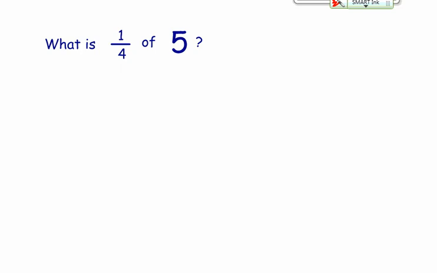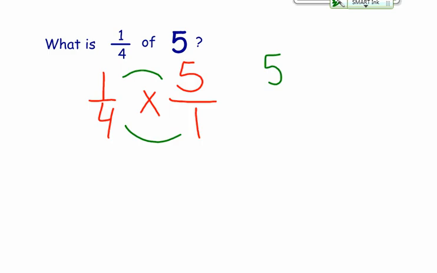Now we can move right into this without having to think about the picture. You can draw a picture if this is going to help you, but you don't necessarily need to unless the directions tell you to. So what is 1/4 of 5? So that's 1/4 times 5. And of course, we're going to take that 5 and put it over 1 just like that. And so numerator times numerator, 1 times 5 gives us 5. And then 4 times 1 gives us 4.